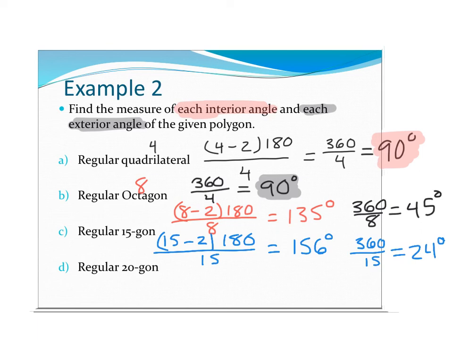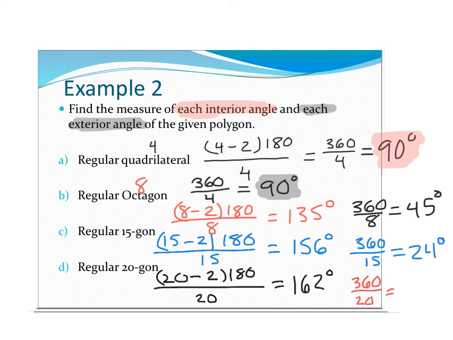And lastly for D, how do we find each interior angle of a regular 20-gon? 20 minus 2 times 180 divided by 20. What do we get? 162 degrees. And now how do we find each exterior angle? 360 divided by 20. 18 degrees.